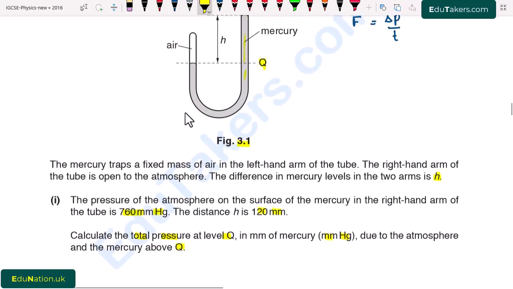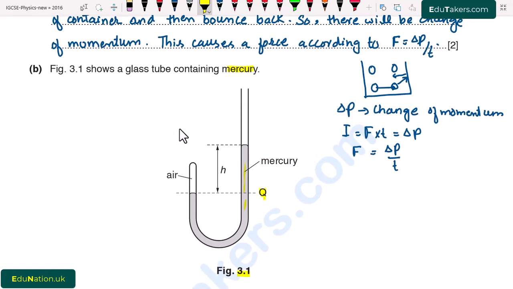Going back to the figure, here we can see that at a point Q, the total pressure will be the sum of pressure due to the mercury, that is from this section, and pressure due to the atmosphere, which is from this section. So we can get the total pressure at the point Q by adding both of these pressures. I write here, total pressure will be equal to atmospheric pressure plus pressure due to mercury.